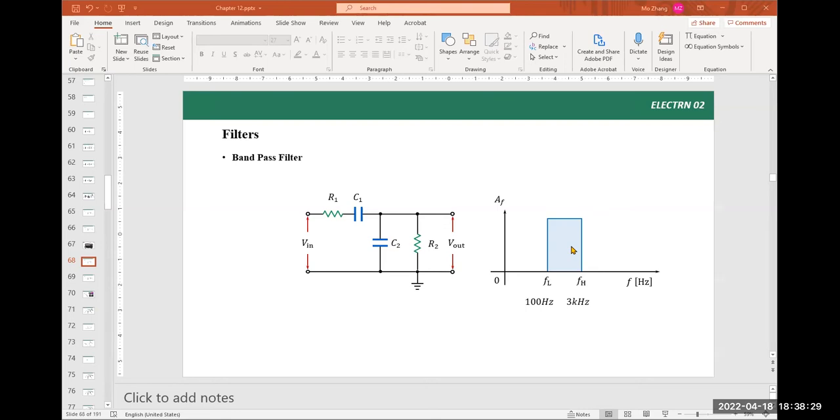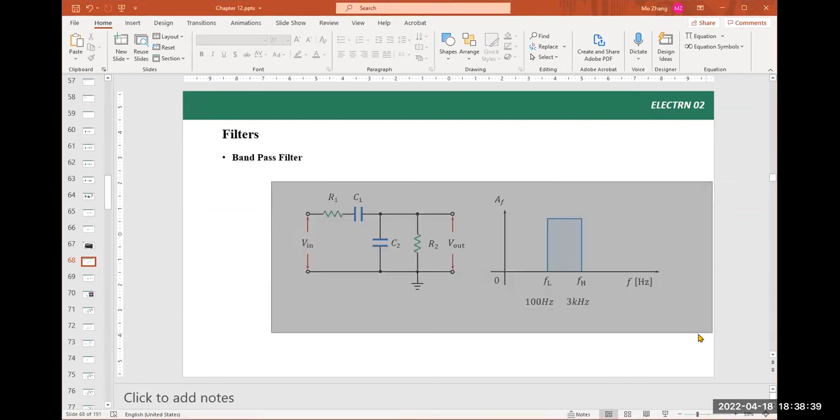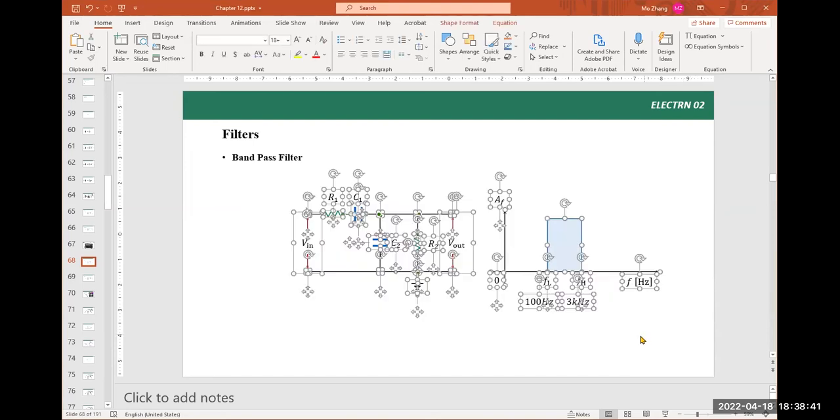So that is another application for using filters. Filters are very important in electronics, also in communication, a specialization under electrical engineering.